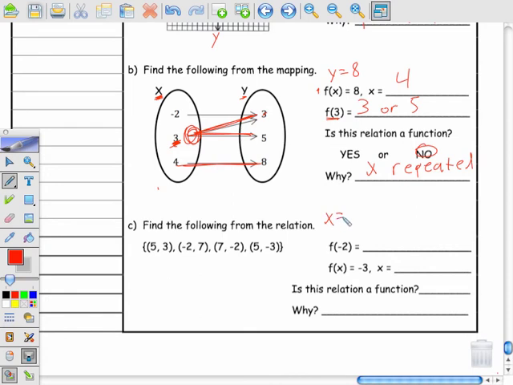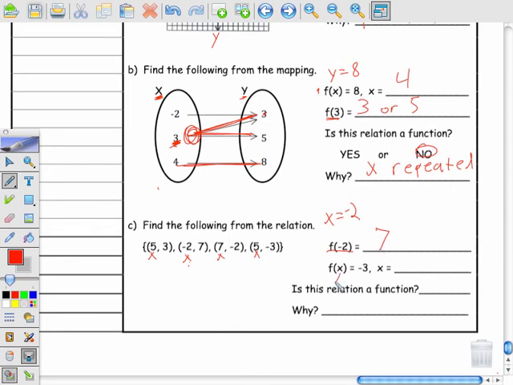F of -2. So when x is equal to -2. It tells you f of x, and it says f of -2, so x is equal to -2. So go look at your x coordinates. There's an x, there's an x, there's an x, and there's the x. X is -2 right here. So when x is -2, y is 7.